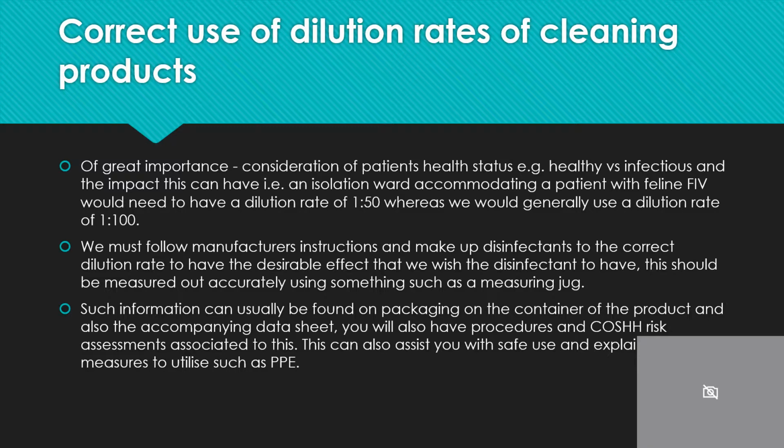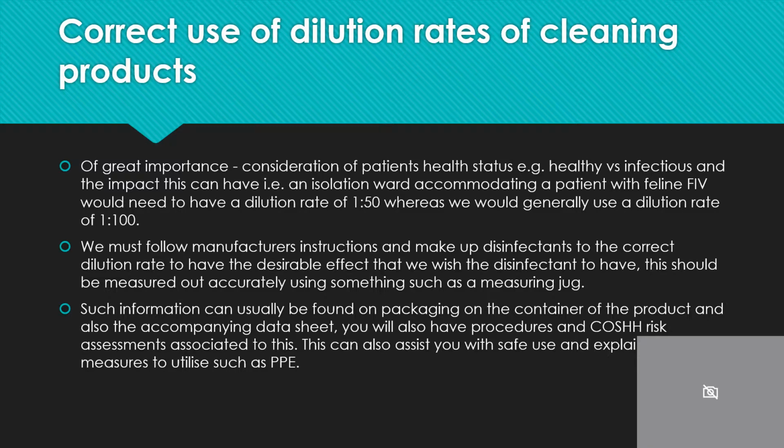It's really important that we follow manufacturer's instructions and make up disinfectants to the correct dilution rate. Otherwise, it's not going to have the desirable effect we need it to have. So, for instance, if we use the rate of 1 to 100 in the accommodation ward with that animal with feline FIV, it's not going to be a strong enough dilution rate to target that disease appropriately. Thus, it's not going to kill such harmful things that we have in our environment.